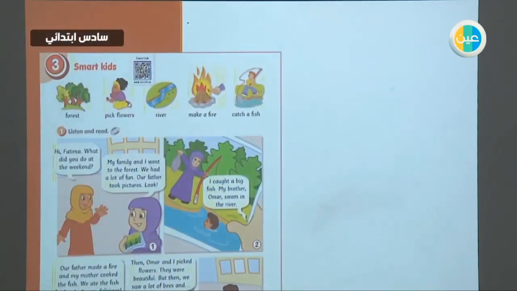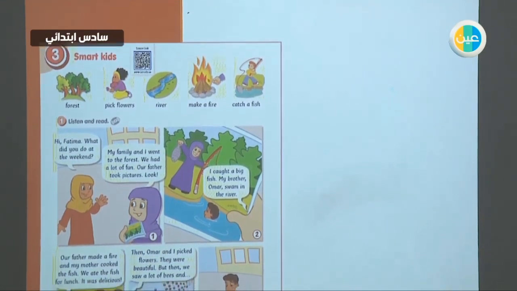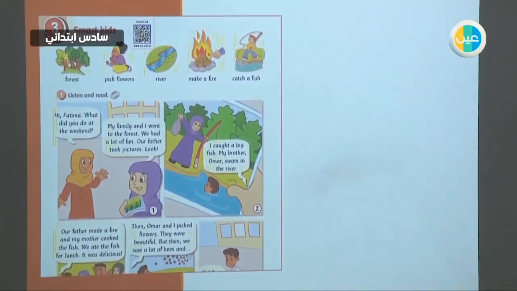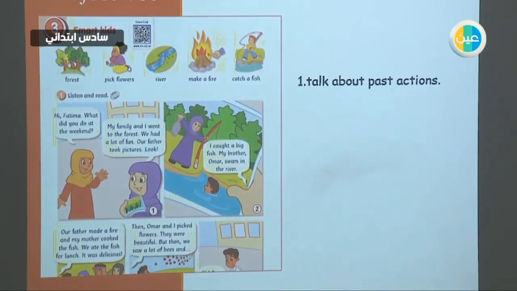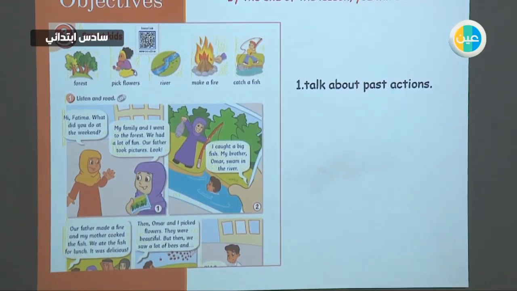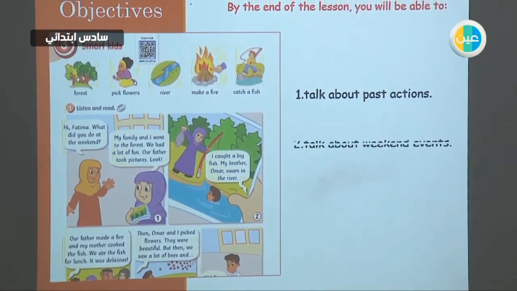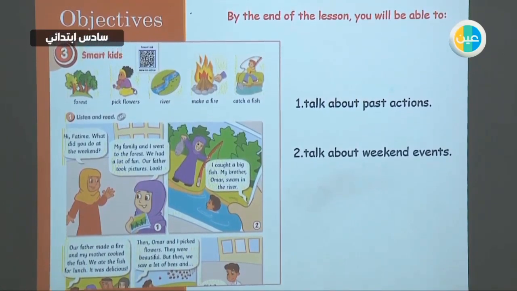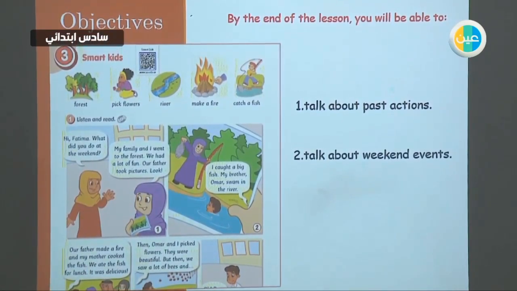Today, inshallah, we're going to study Smart Class. Open your books on page 34, Smart Kids. What are we going to do today? Inshallah, by the end of the lesson, we will talk about, again, past actions. We will learn some verbs talking about past actions. And also, we're going to talk about weekend events.